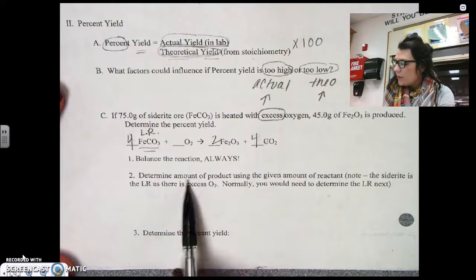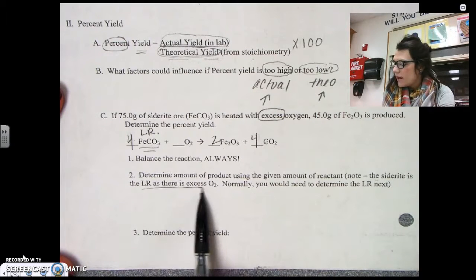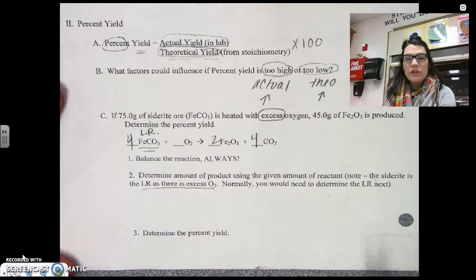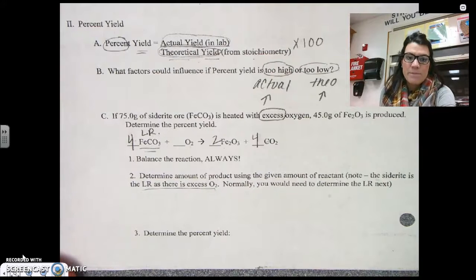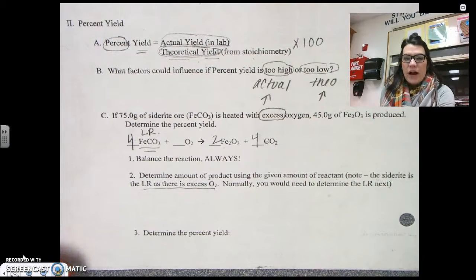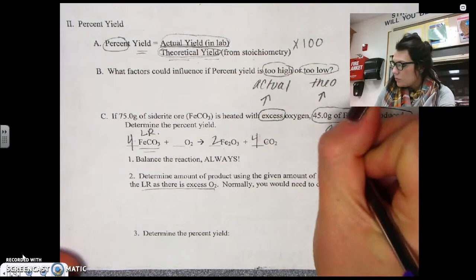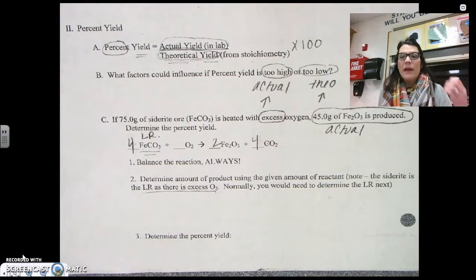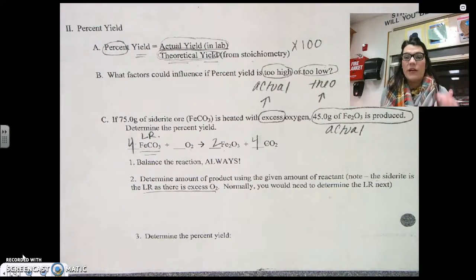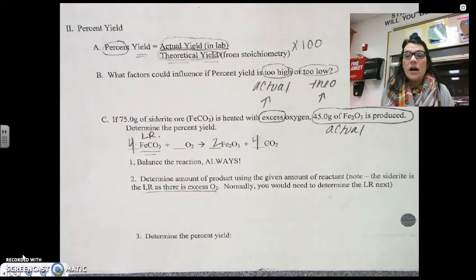Okay, so it says determine the amount of product using the given amount of reactant. Note that siderite is the limiting reactant here because we have excess O2. Normally, we would have to determine the limiting reactant next. That's typically how the problem starts. So what we have to figure out is how much is actually being produced. This is our actual, meaning this is what I did in the lab, and I made 45 grams of iron 3 oxide. With that being said, I need to figure out from stoichiometry how much I should make.